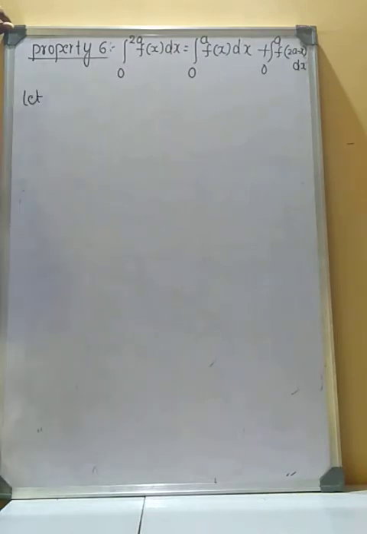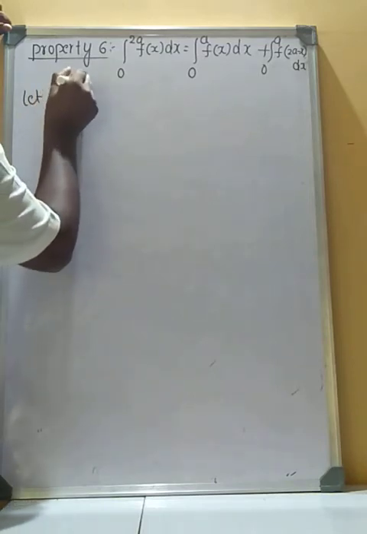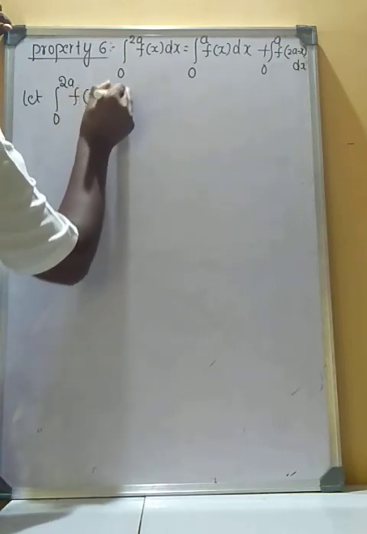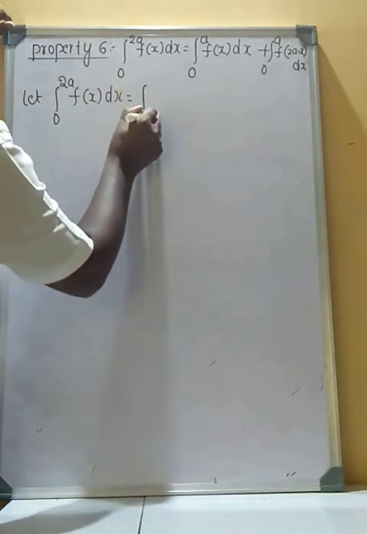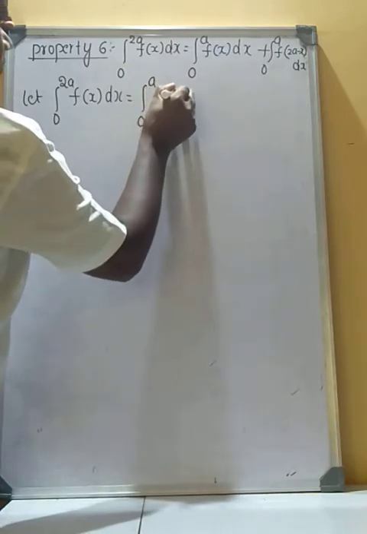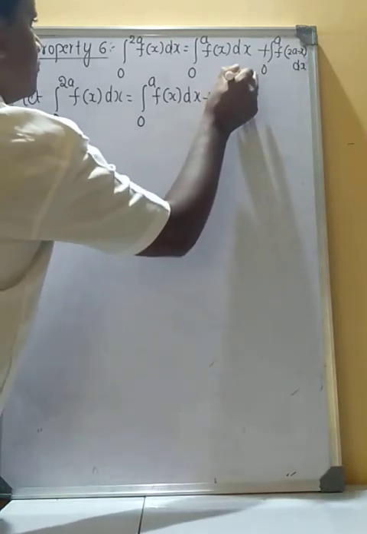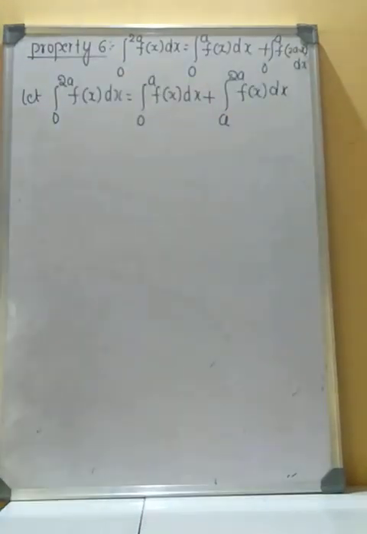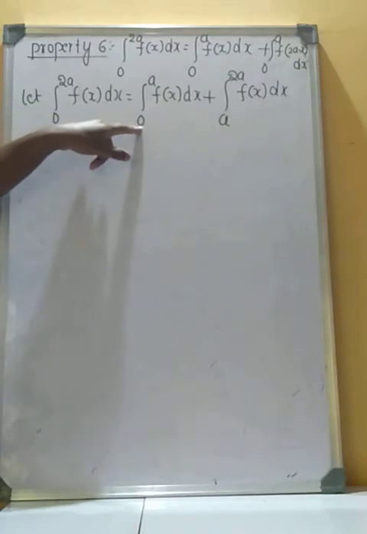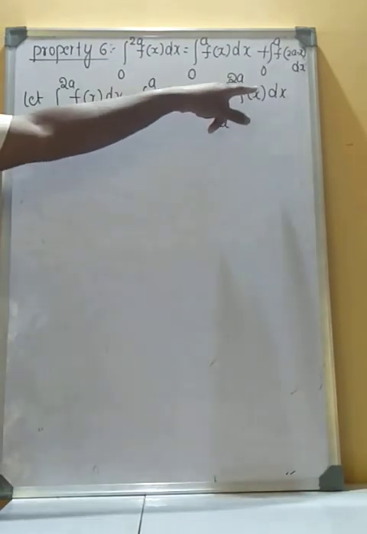Let us take integral 0 to 2a f of x dx. This integral can be written as integral 0 to a f of x dx plus integral a to 2a f of x dx by using property 3: integral a to b f of x dx is equal to integral a to c f of x dx plus integral c to b f of x dx.